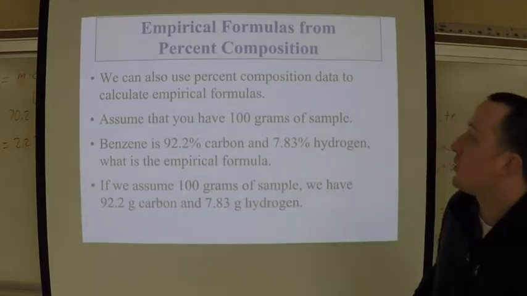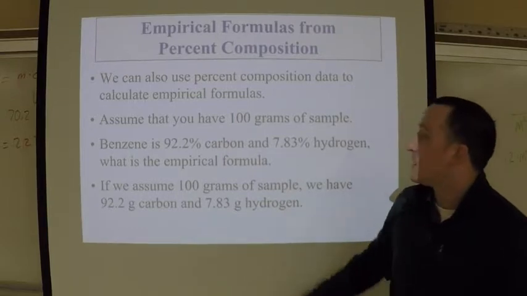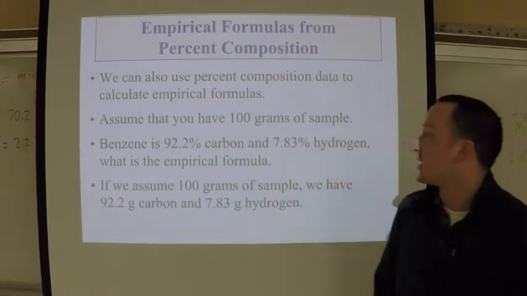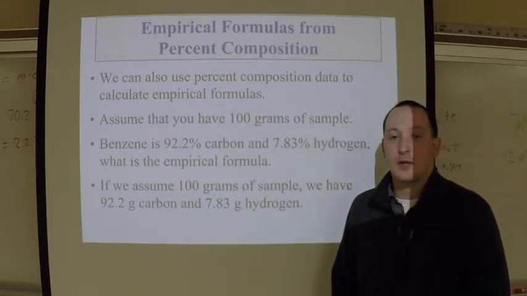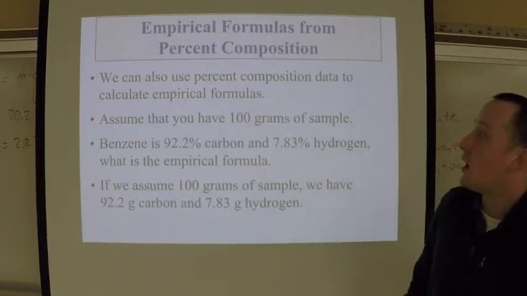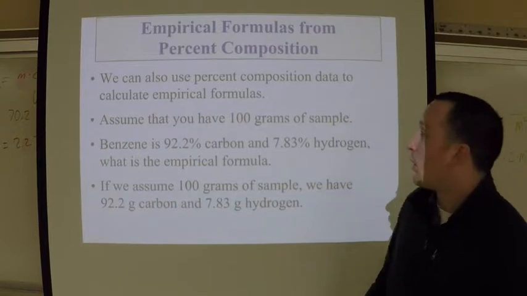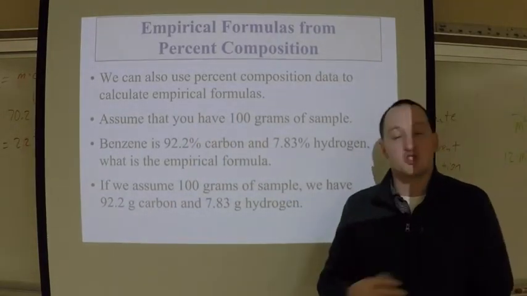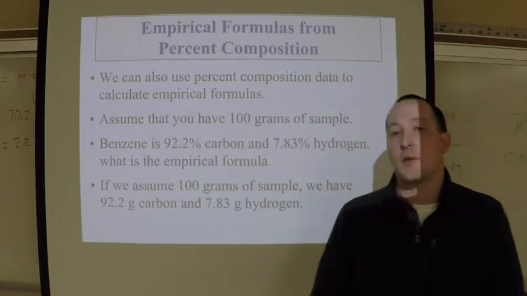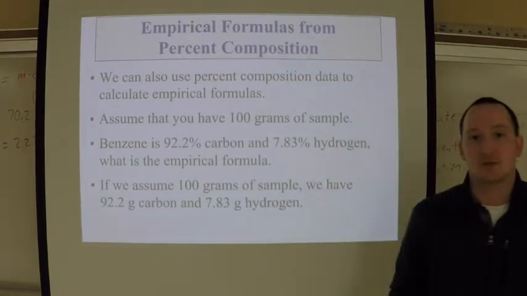So what if we're told that we have 92.2% carbon and 7.83% hydrogen? Okay? And we want to find what its empirical formula is. Well, what we're going to do is we're going to assume that we have 100 grams. Just always, if you're not given gram amounts, just assume you have 100 grams.